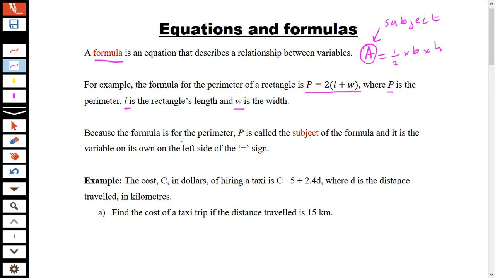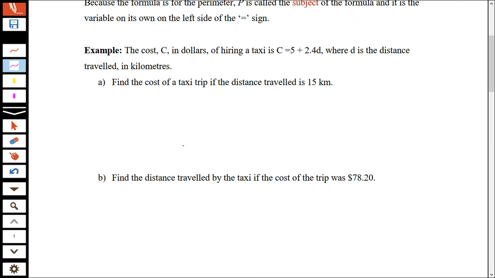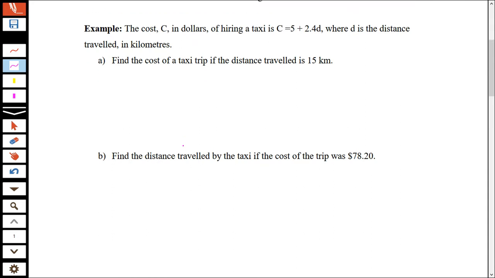Now let's have a look at the first example. The cost C in dollars of hiring a taxi is 5 plus 2.4D, where D is the distance travelled in kilometres. Find the cost of a taxi trip if the distance is 15 kilometres. Not much to do here, it's just a straight substitution. So 5 plus 2.4 times 12. Answer should be in dollars, C for cost. Get your calculator out. Okay, $33.80.